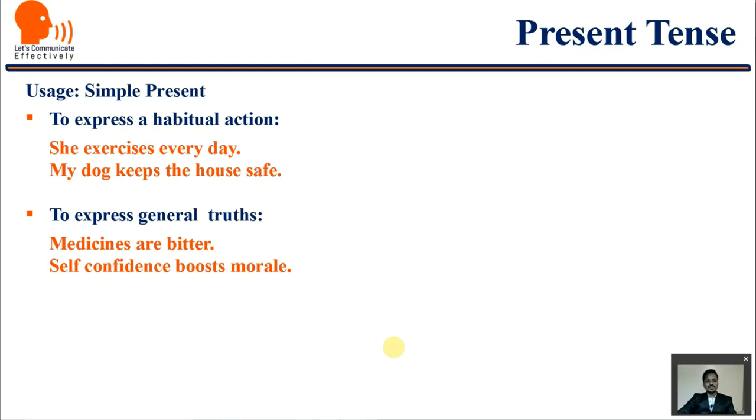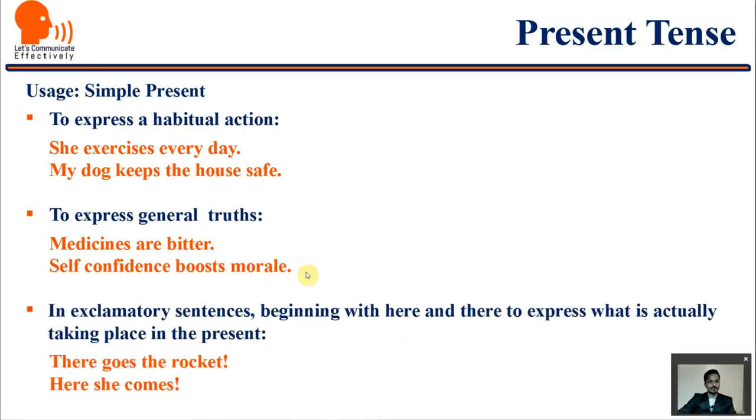To express general truths, the simple present tense is used to express general truths, like medicines are bitter. So it is a general truth, right? Self-confidence boosts morale, to tell general truths.